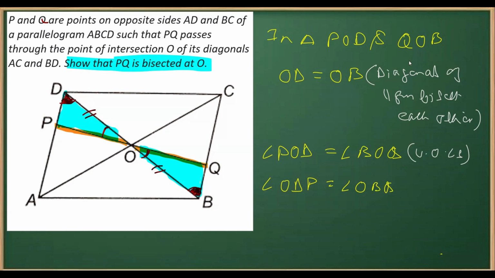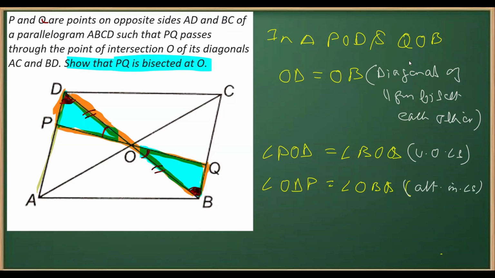We know that opposite sides of a parallelogram are parallel. So by alternate interior angles, you can figure out from this that this is parallel, where this is acting as a transversal. So we'll say that these two angles are equal, and the reason for this is alternate interior angles.